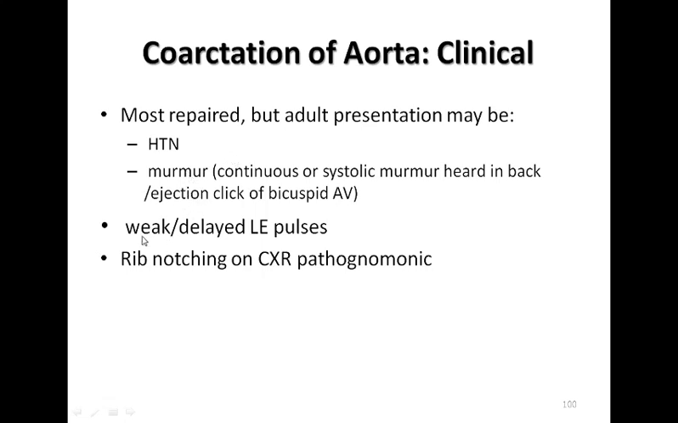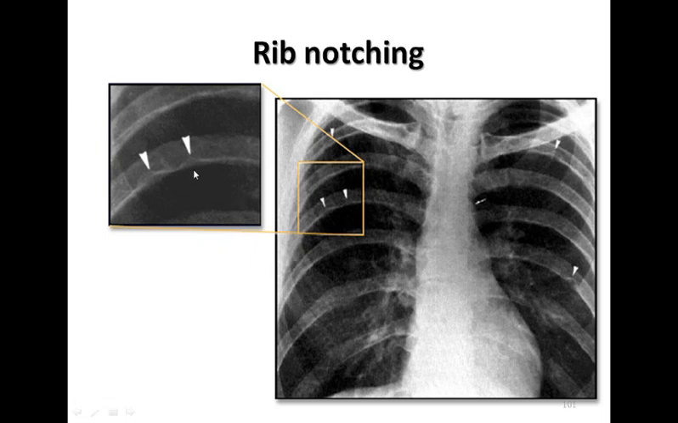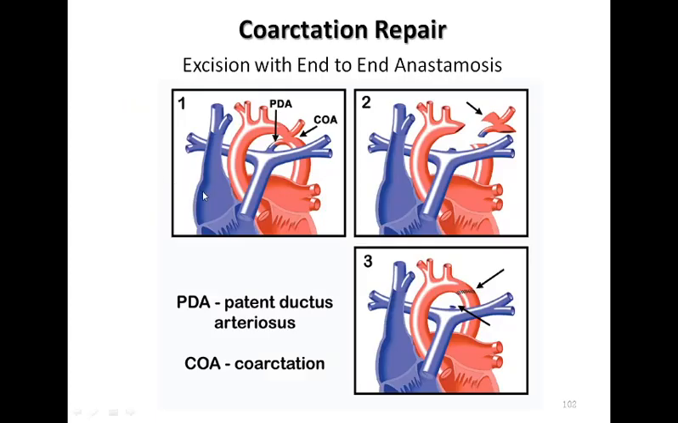And when you feel the pulse, you may get a weak or delayed low extremity pulse. And rib notching on the X-ray is a common finding, which is very pathognomonic. Here you can see rib notching enlargement. Here you can see rib notching.